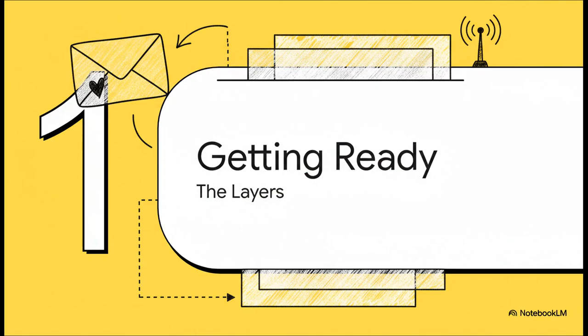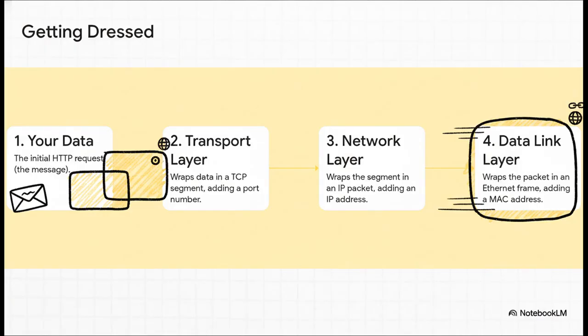Okay, first things first. Our data can't just wander onto the internet by itself. No way. It has to get prepared for the trip. The best way to think about this is like sending a letter. You can't just write a message on some paper and hope it gets there. You've got to put it in an envelope, write an address, and add postage. In the world of networking, this whole preparation process happens in layers. This process has a technical name, encapsulation. But I just like to think of it as getting dressed for the journey.